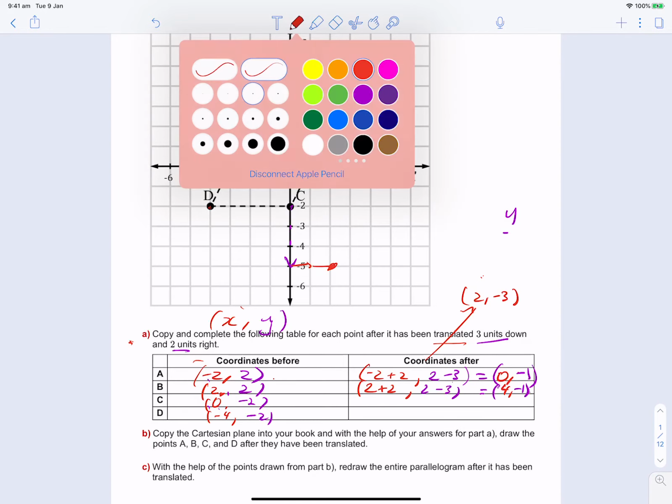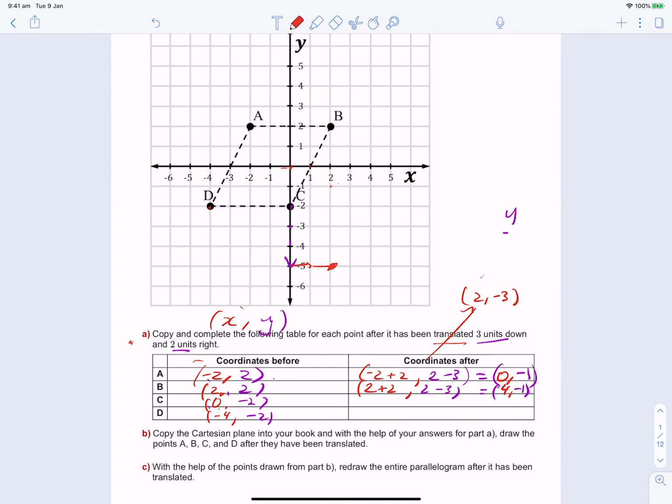All right, let's fly through the rest of these. So we've got 0 plus 2 equals 2, and minus 2 minus 3 equals minus 5. I know I'm going to be at the same height, so I'm just going to put minus 5 on my next point. And I'm going to be minus 4 plus 2 equals minus 2. So that's my next point there. So now I've got these points here. These are my new points: (0, -1), (4, -1), (2, -5), (-2, -5).